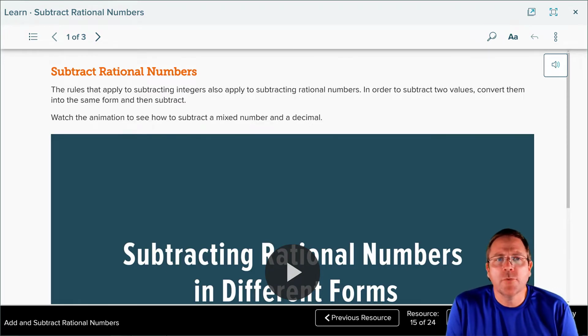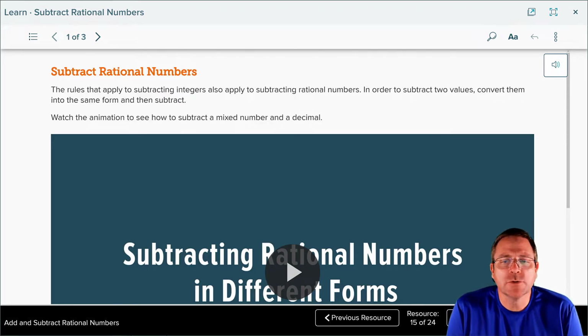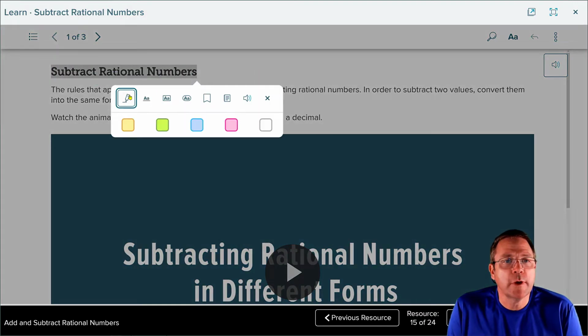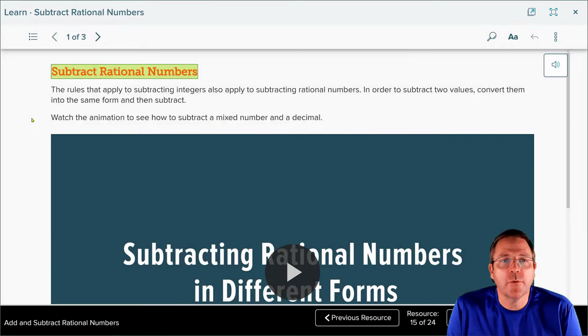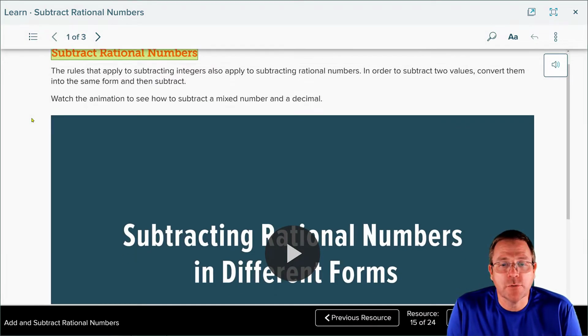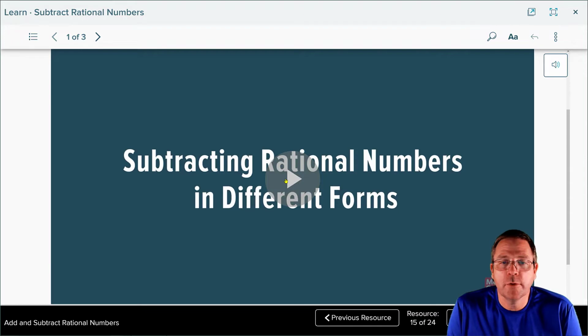Welcome back to part 3 of adding and subtracting rational numbers. And now we're going to get into the subtraction side. The rules are going to be very much the same as they are for adding rational numbers. And they're going to start us off with another video.